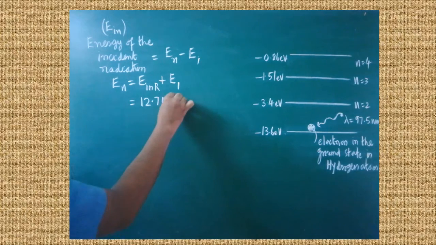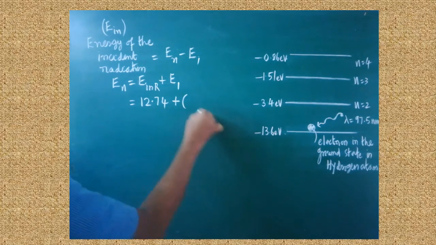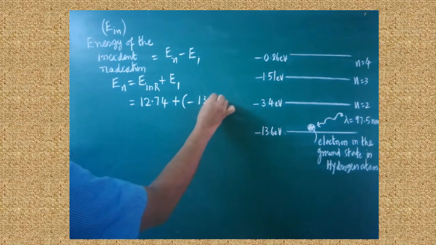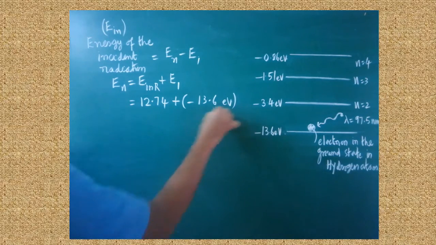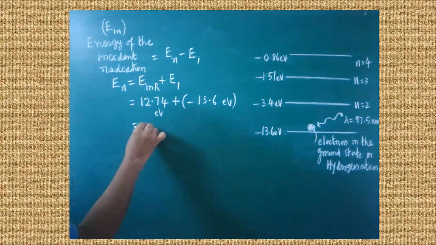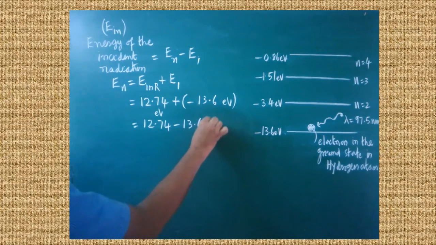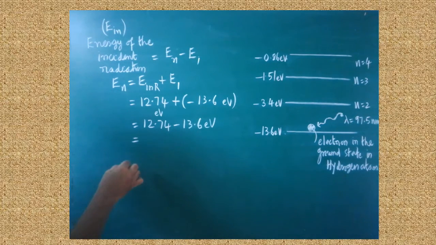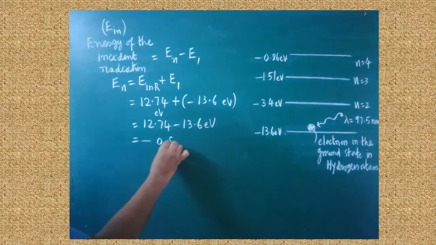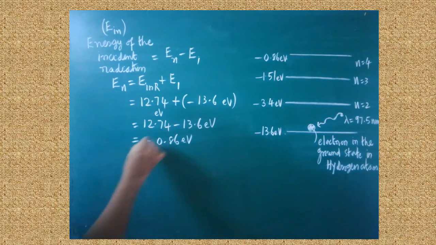12.74 plus the energy of the ground state, which is minus 13.6 electron volt. Both are in electron volt. So after subtraction, 12.74 minus 13.6 electron volt, we will get the answer as minus 0.86 electron volt. Are you clear?